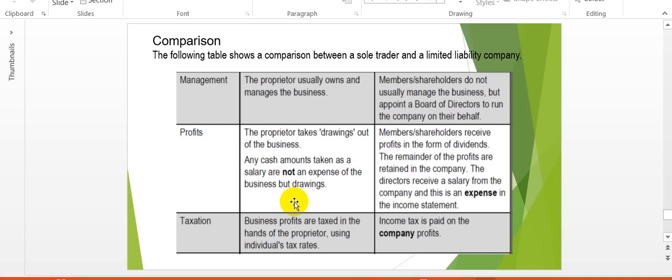The next comparison is taxation. The business profits are taxed in the hands of the proprietor. So when the sole trader has made the profits, they are the ones who pay the tax. Whereas for a limited company, the income tax is paid by the company from the company profits, not by the individual shareholders.